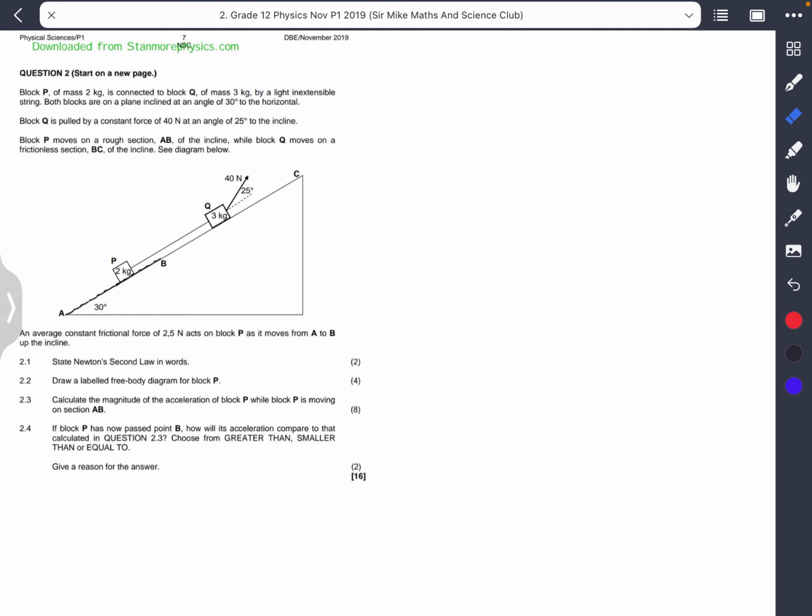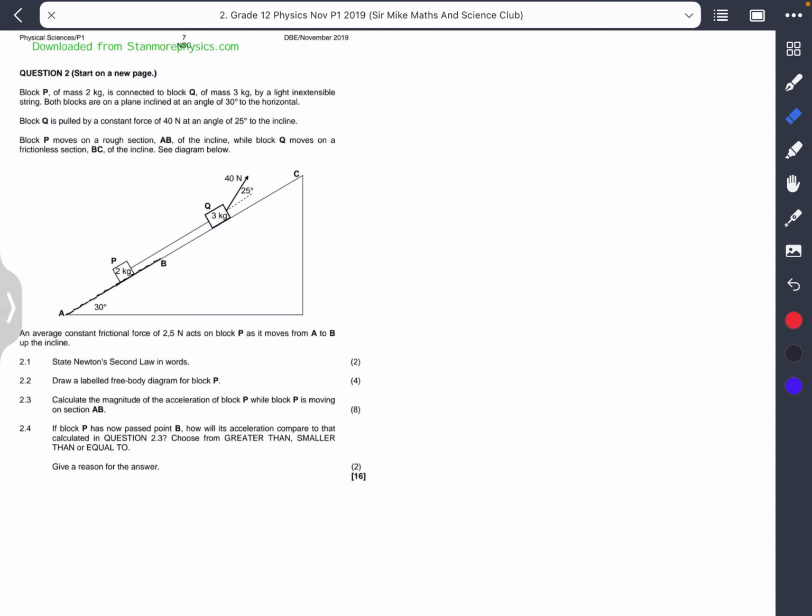Now, what I mentioned in another question which I did, written in November 2022, if I'm not mistaken, is that whenever they ask for a free body diagram, you must always give them the one that does not have components. So if you have a force acting at an angle, you mustn't resolve it. Just give them the one without components.